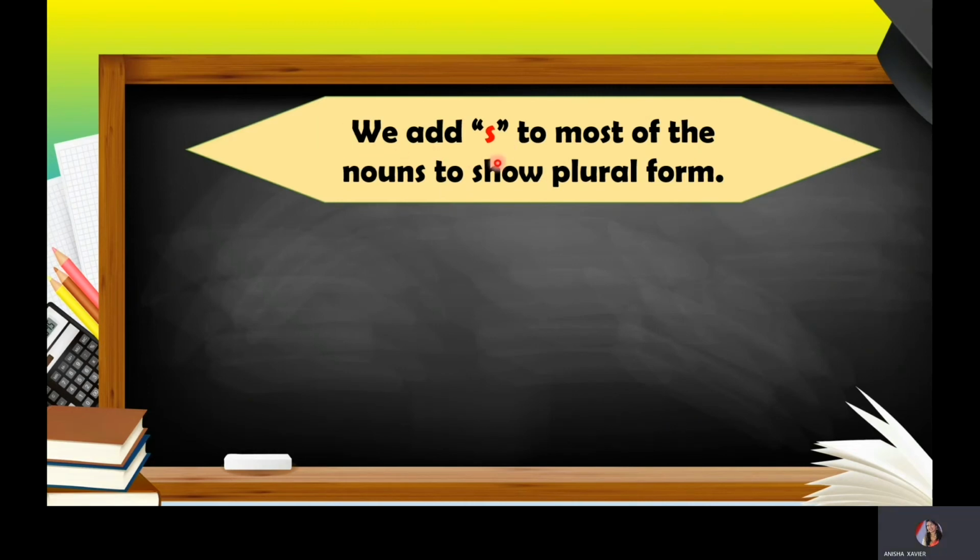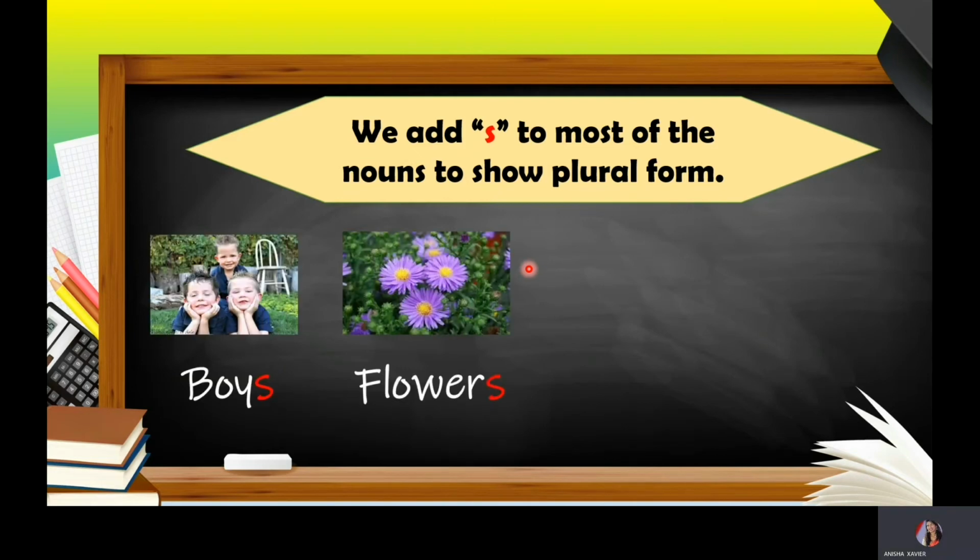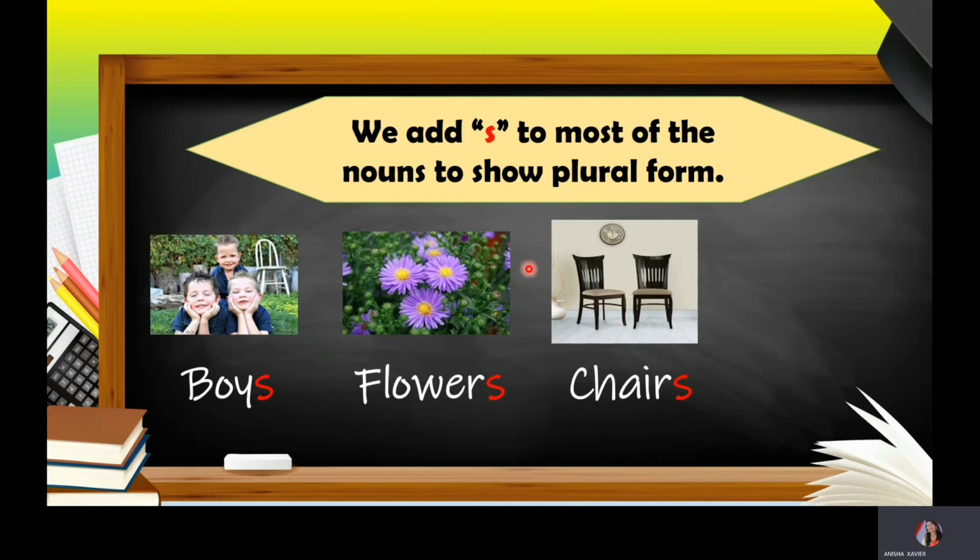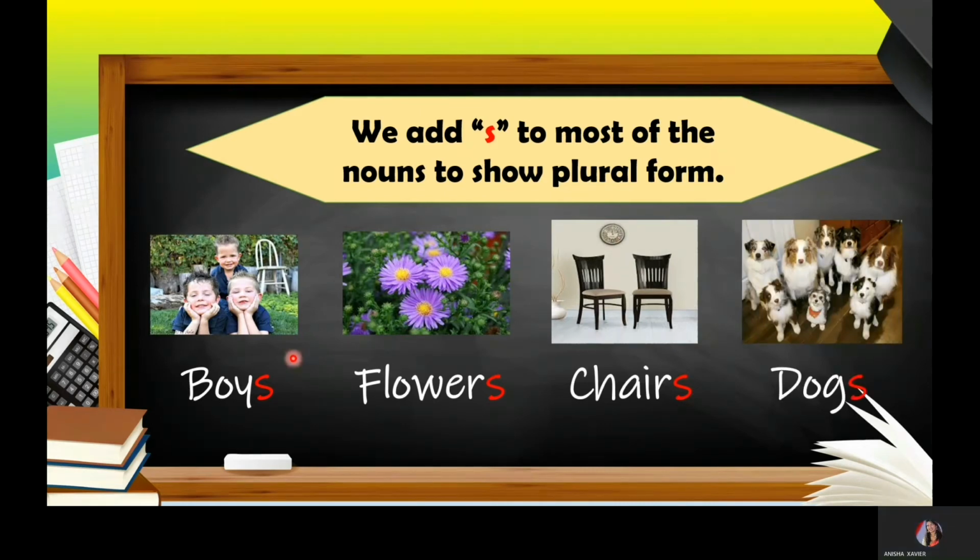Now, we add s to most nouns to show the plural form. Let's see the examples. Boys, flowers, chairs, dogs. Where there is more than one boy, to show that it's plural, we add s over here. Boys. Same goes here. Flowers. Chair became chairs. Dog turned into dogs to show the plural form. Now let's move on to the next slide.